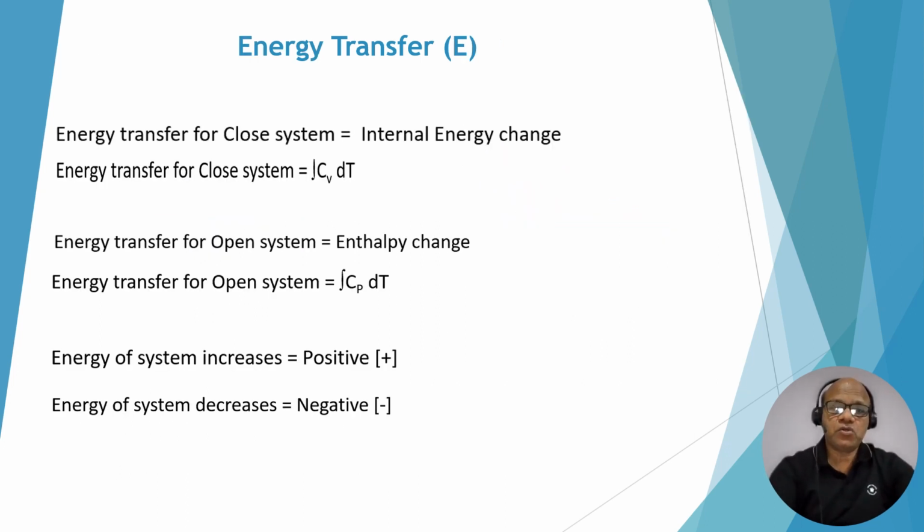Energy transfer for the closed system is equal to the change of internal energy, and the change of internal energy is written as the integration of Cv dT. So energy transfer for the closed system equals the integration of Cv dT. Similarly, energy transfer for the open system is equal to the enthalpy change, and enthalpy change is expressed as the integration of Cp dT. So energy transfer for the open system equals the integration of Cp dT. If the energy of the system increases, it is positive. If it decreases, it is negative. This is again as per the sign convention.